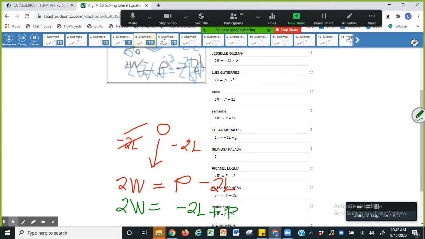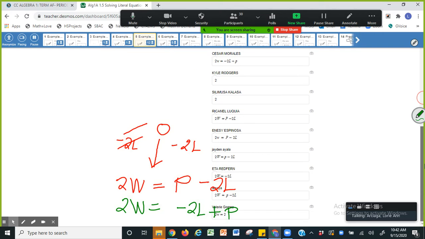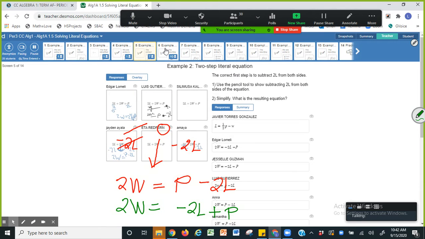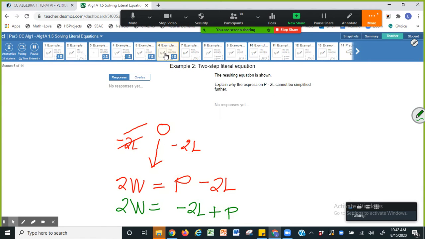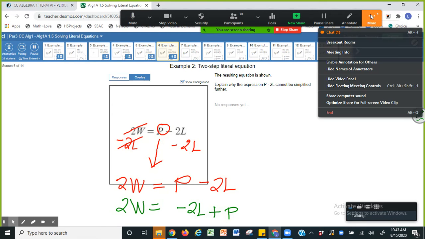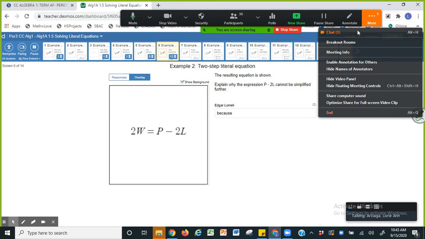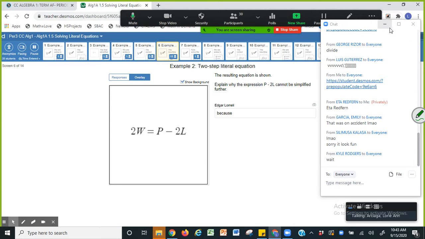Okay, so starting to move on to slide 6. Let's go. Okay, did I skip a slide? No, that was 5. Okay. All right, so in slide 6. So now what are we going to do? Yay, we got the right answer. So 2W is equal to P minus 2L, right? Now the question is, explain why P minus 2L cannot be simplified anymore.